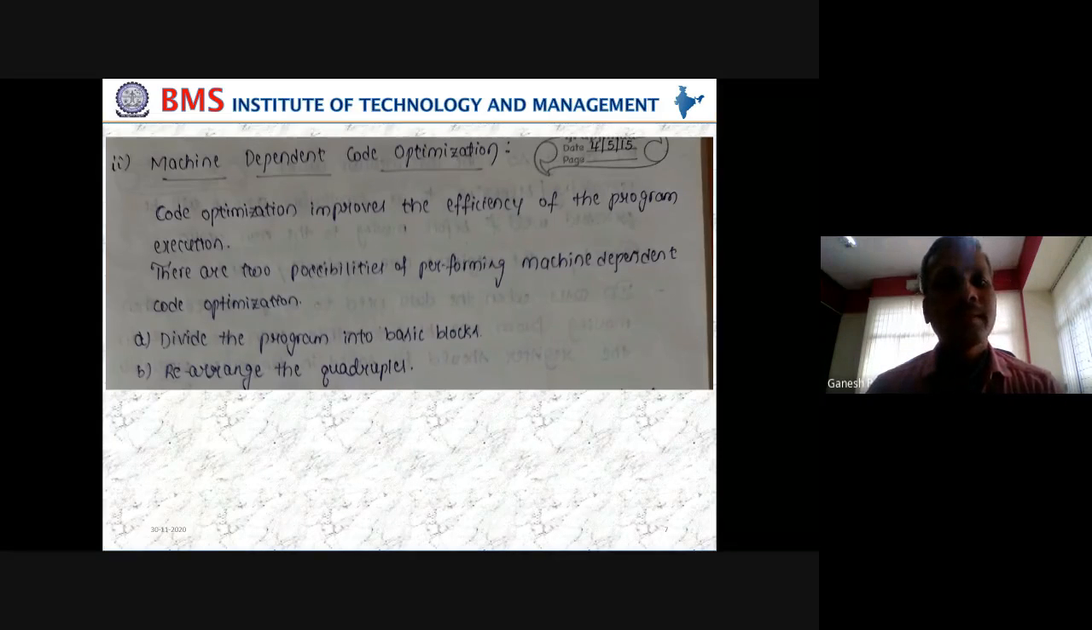To guarantee that, there are two approaches we can look at as machine dependent code optimization methods. First, dividing the program into basic blocks, which helps the compiler understand whether optimization can be performed in that direction. Second is rearranging the quadruples. These are two very important and critical things in the optimization process, and let us see how they are accomplished.